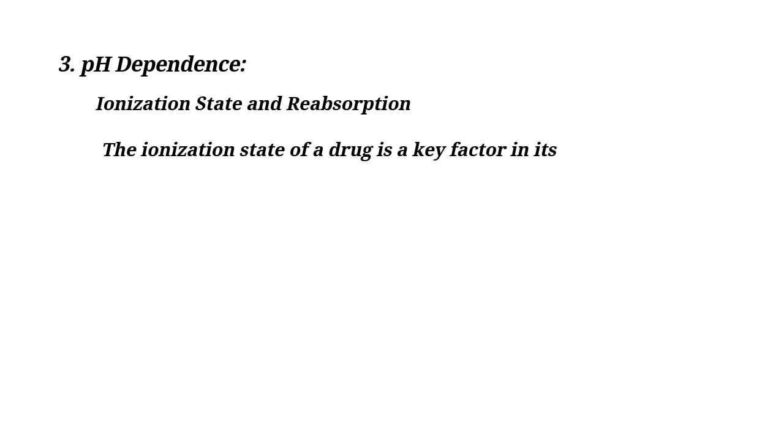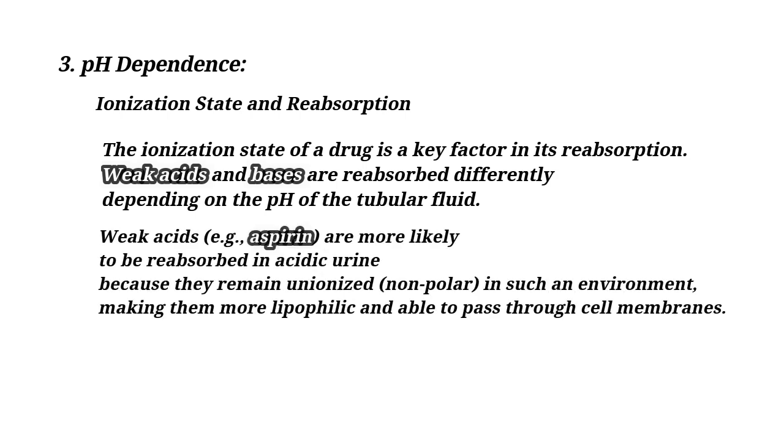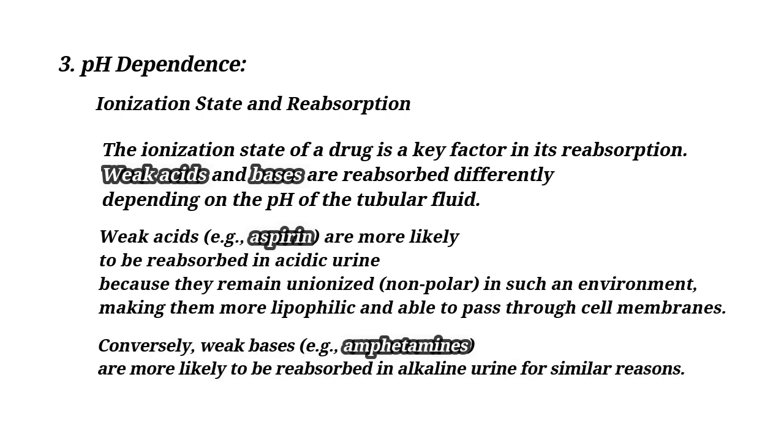pH dependence of reabsorption. Ionization state. The ionization state of a drug affects its reabsorption. Weak acids and bases are reabsorbed differently depending on the pH of the tubular fluid. Weak acids. Drugs like aspirin are reabsorbed more in acidic urine because they remain unionized, nonpolar, and more lipophilic. Weak bases. Drugs like amphetamines are reabsorbed more in alkaline urine for similar reasons.